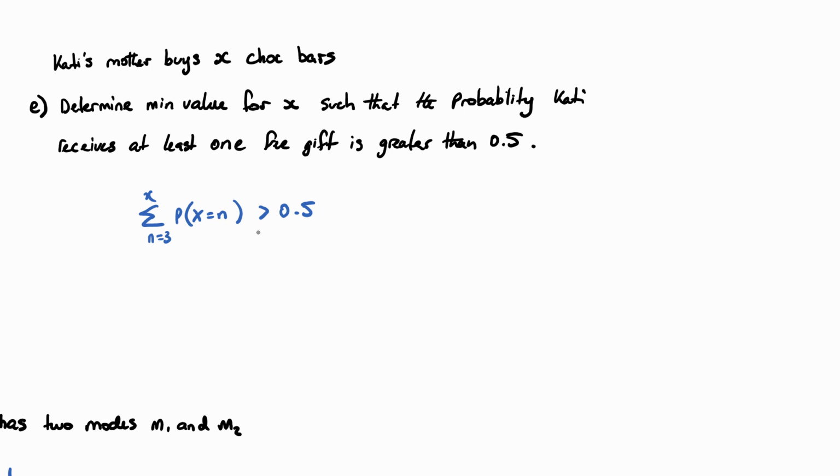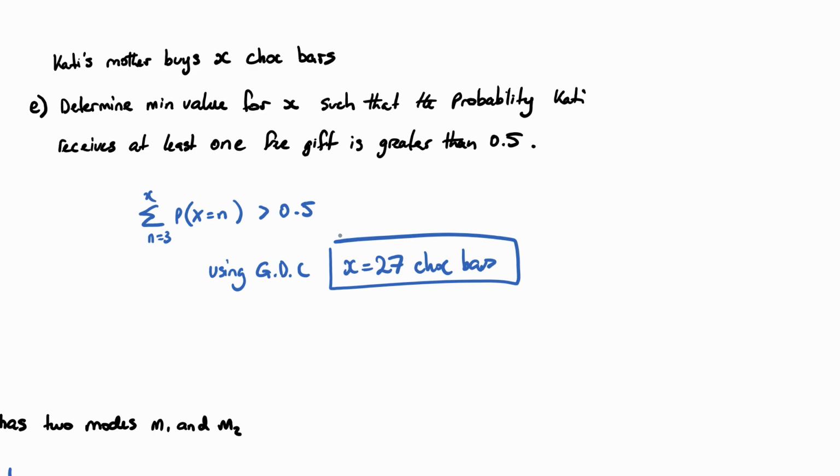So our answer for x using our graphics calculator, we get x equals 27 chocolate bars. Okay, that's the answer to part E.